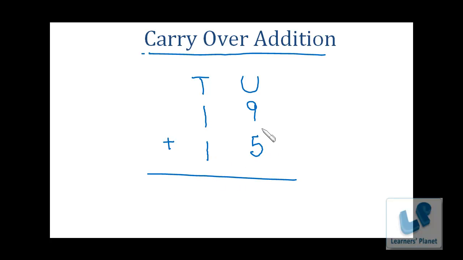Now we'll put this line so that we know that over here it will be the answer. In horizontal addition, this sleeping line actually means is equal to. Whenever you have this sleeping line, you have to write the answer, tens under tens and units under units. So just keep that in mind.